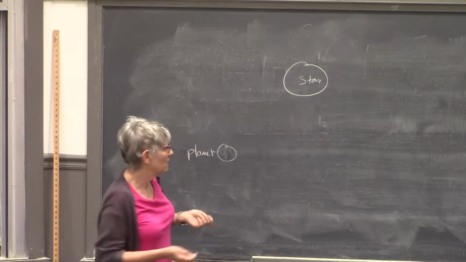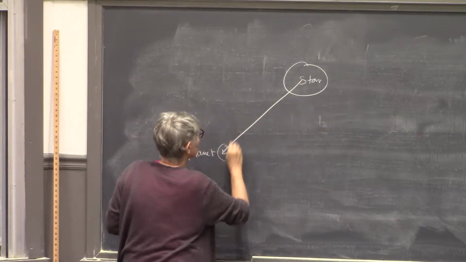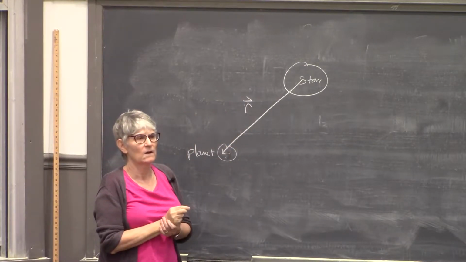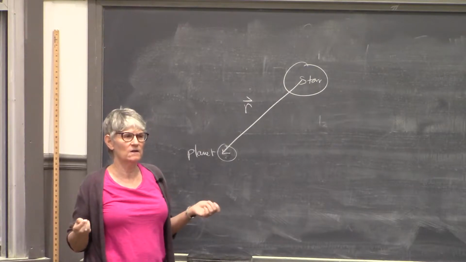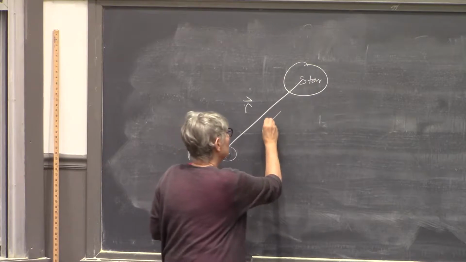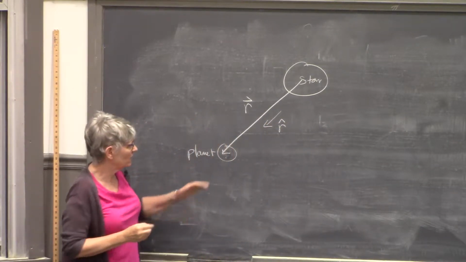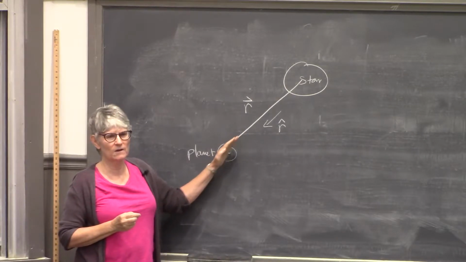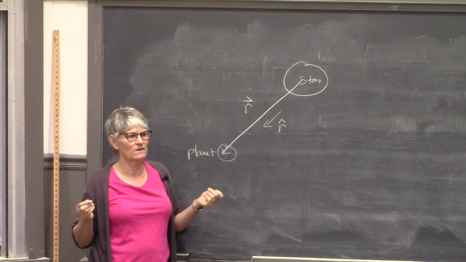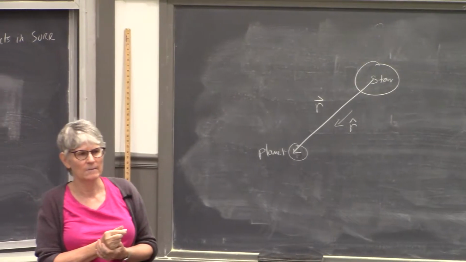The planet. So the vector r has to start at the star and go to the planet, right? Therefore, r hat is in the same direction, isn't it? But so how do we get a gravitational force going that way? It's the negative sign, isn't it? It's the negative sign in that equation that makes the force come out in the right direction.